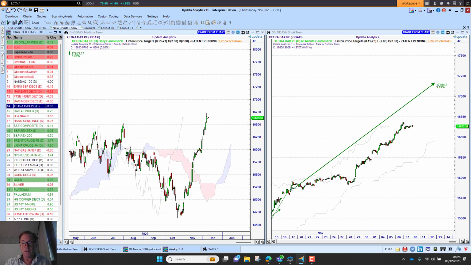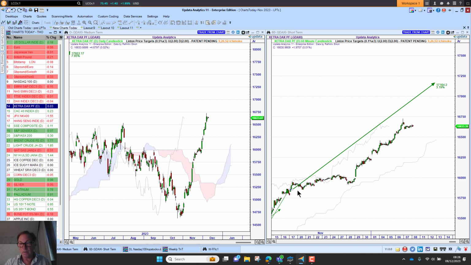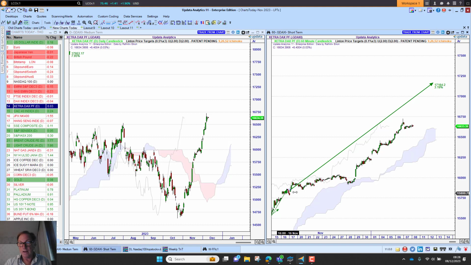But what's been really interesting this week is a new all-time high on the DAX in Germany. That target was given back in mid-November. At that point, we were sitting here at about 15,800, targets to 17,160. We've got nearly to 16,750, following that trajectory quite well.